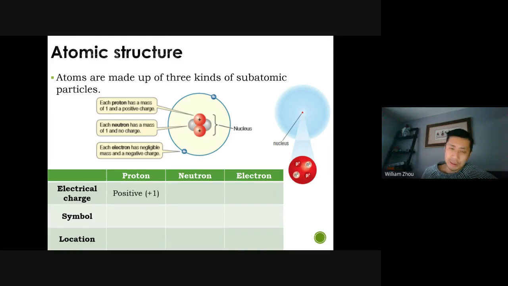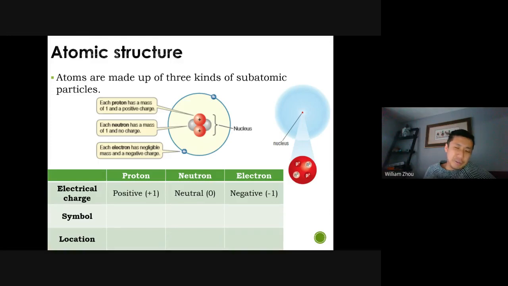So protons are positive. If you look at the picture, those red circles with the plus sign represent protons. Neutrons are neutral, hence the name neutron. Because it's neutral, it doesn't have a charge. Those gray balls in the middle, in the nucleus, are the neutrons. The electrons are negative. They're not in the nucleus. Instead, they are surrounding the nucleus on the outside. And those little blue negative balls around the nucleus are the electrons.